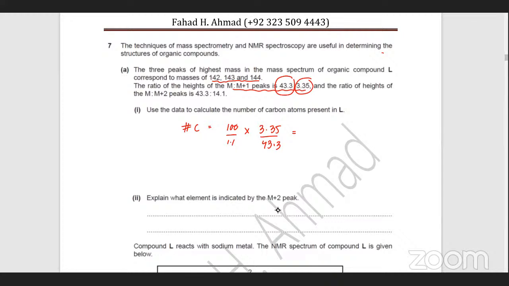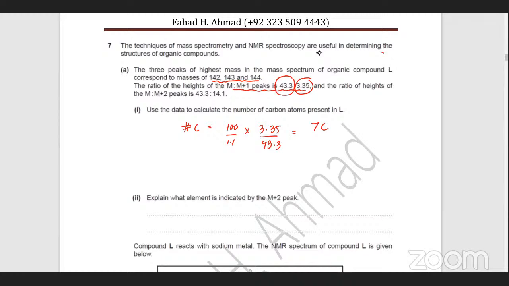Saqib, Mariam? Sir, I'm calculating it. ठीक है. ठीक है भैया, I'm also getting 7. ठीक है, so you're getting 7 carbon, ठीक है.